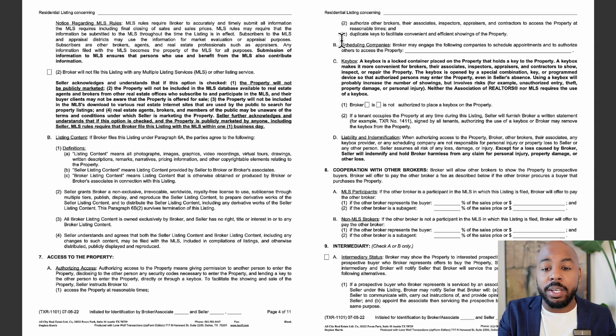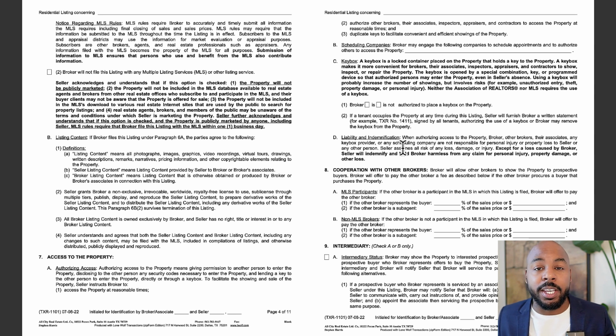The scheduling company is here on section B. We typically use Showing Time, and that's just the company that we use to facilitate showings. They're going to track the people that are showing the house and help us with the scheduling. The key box is another important thing. It says that you either let me or you do not let us put a key box on the property, and that's something we can definitely talk about beforehand. If there is a tenant in the property, then all the tenant's rights are in place. Typically, tenants need about 24 hours notice before they have to let someone in.